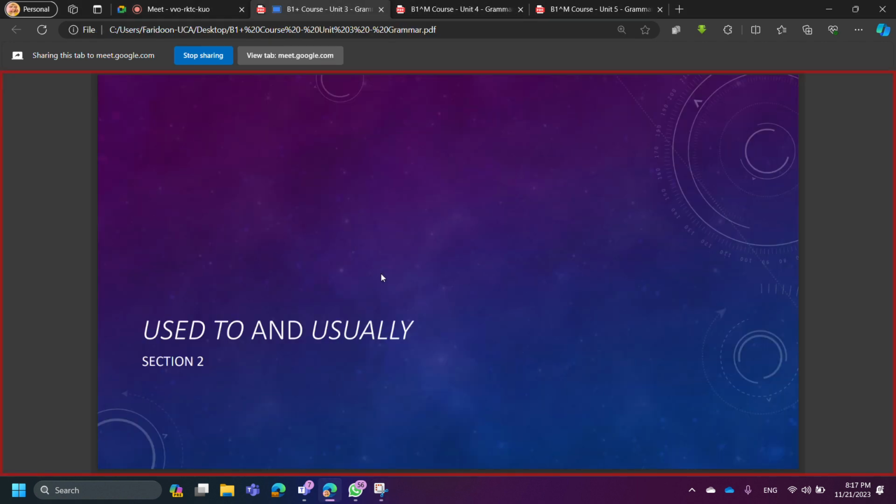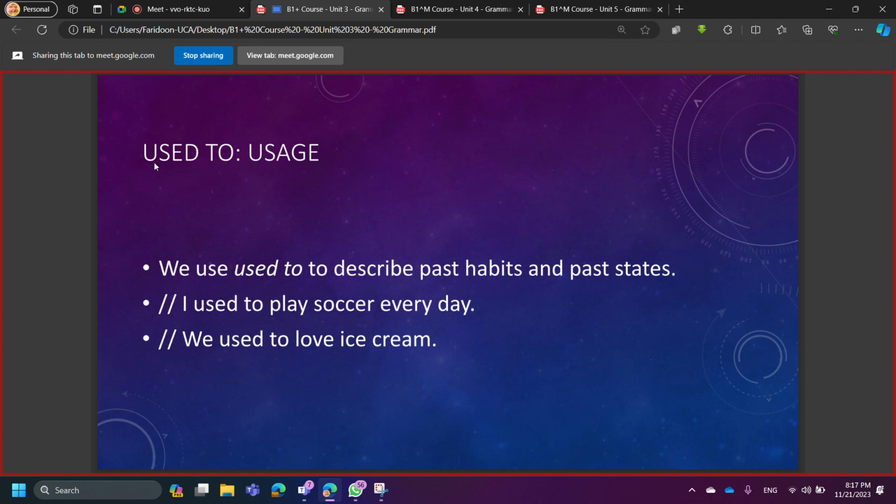Okay, coming back, guys, section 2, used to and usually. Let's talk about that now. So let's talk about the usage of used to. We use used to describe past habits and past states. Easy, it's much, much easier than the first section.